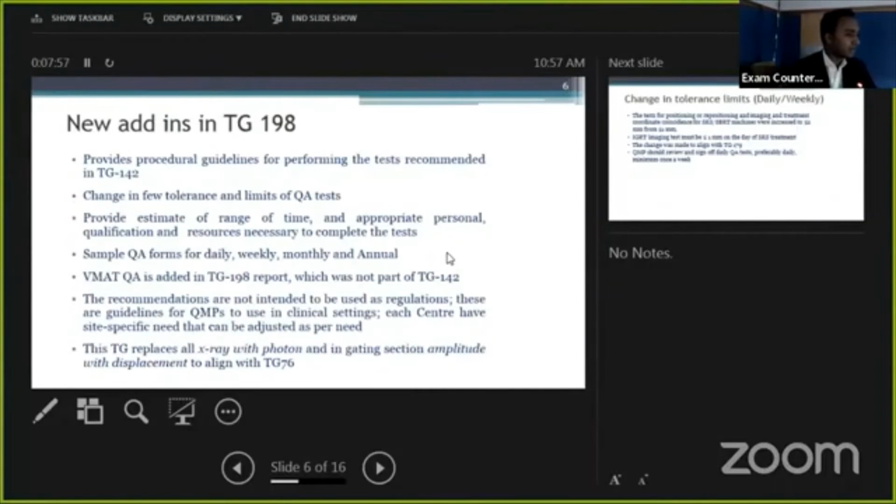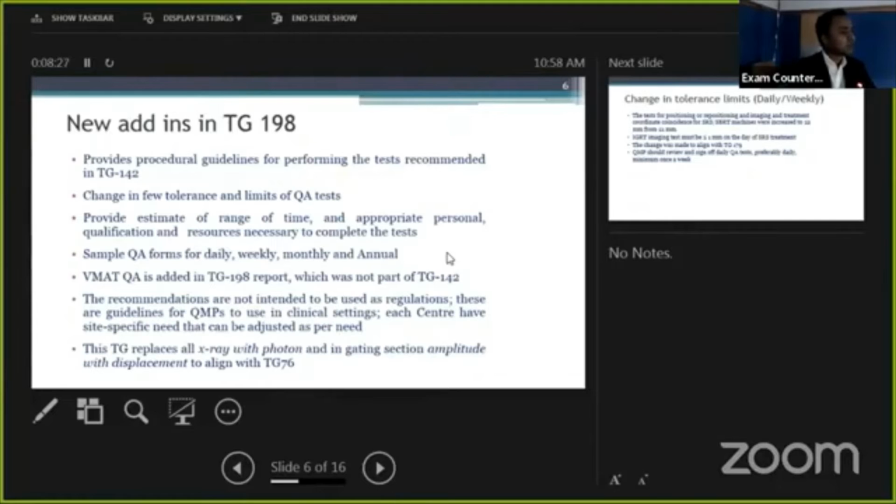Okay, now new addition provides procedural guidelines for performing the tests recommended in TG142. It was not there in TG142 how to perform the quality control tests and what equipment accessories are needed to perform those tests. So this is one of the new things in TG198, that it gives us procedural guidelines. We'll see one or two examples ahead in the presentation of how it is given in this TG198 report.